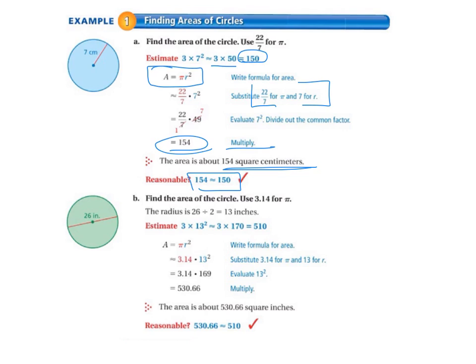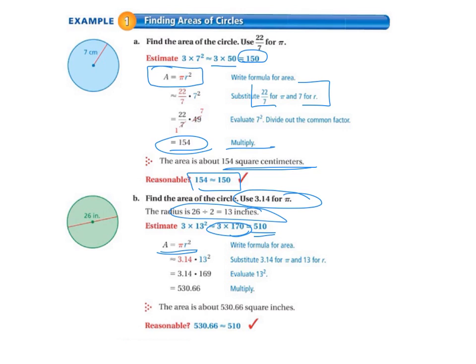And then we're going to find the area of the circle using 3.14 for pi. The radius is 26 divided by 2, which equals 13 inches. So we had to go back to our circle and realize that we had the diameter, so we had to divide that by 2 to get the radius. And we estimate 3 for pi, and 13 squared equals 170 about, and when we multiply that out, it equals 510.